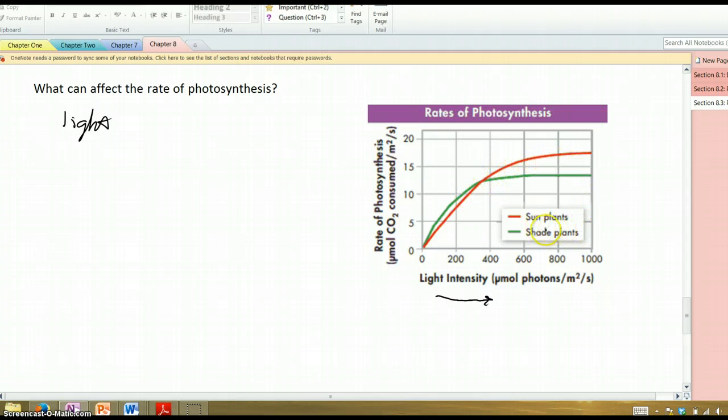But here they're comparing two different kinds of plants, a sun plant and a shade plant. That is, one that grows in the shade and one that grows out in the sun. And you can see their responses are somewhat different. And you also notice you can reach a certain level of light at which, basically, what happens? I'll let you think about that. We'll discuss it in class.